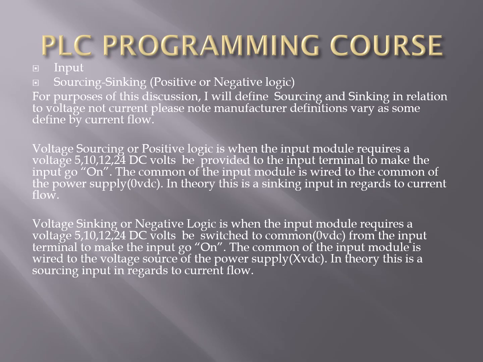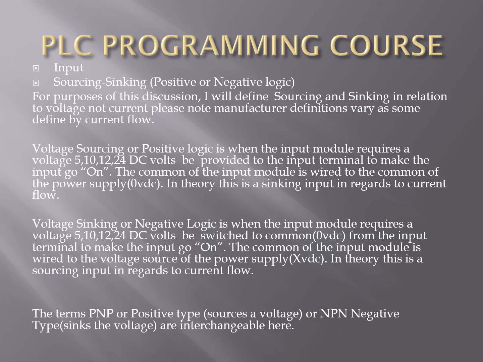Voltage syncing, or negative logic, is when the input module requires a voltage, 5, 10, 12, 24 again, volts DC, be switched to common, or to 0 volts, from the input terminal to make the input go on. The common of the input module is wired to the voltage source of the power supply, whatever voltage DC. In theory, this is a sourcing input in regards to current flow. Now that can be confusing, but hopefully over the next slide or two, you'll understand it. The term PNP, or positive type, sources a voltage, and NPN, negative type, sinks a voltage, and they're interchangeable here.